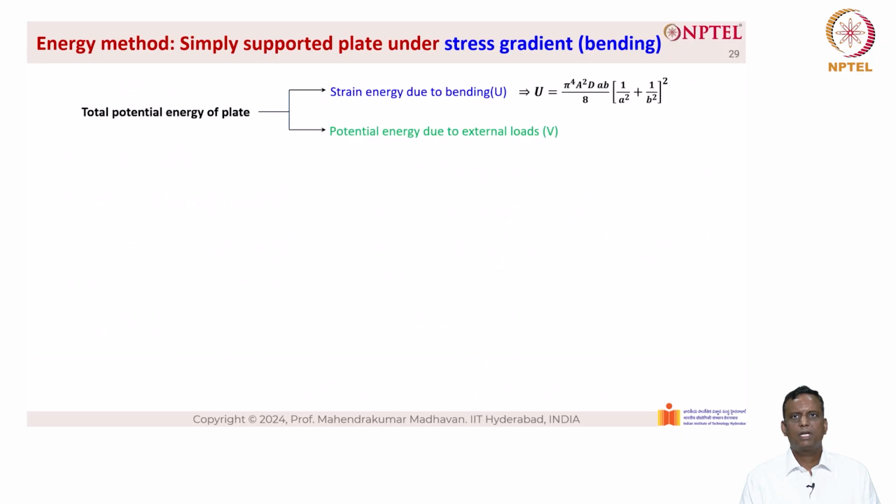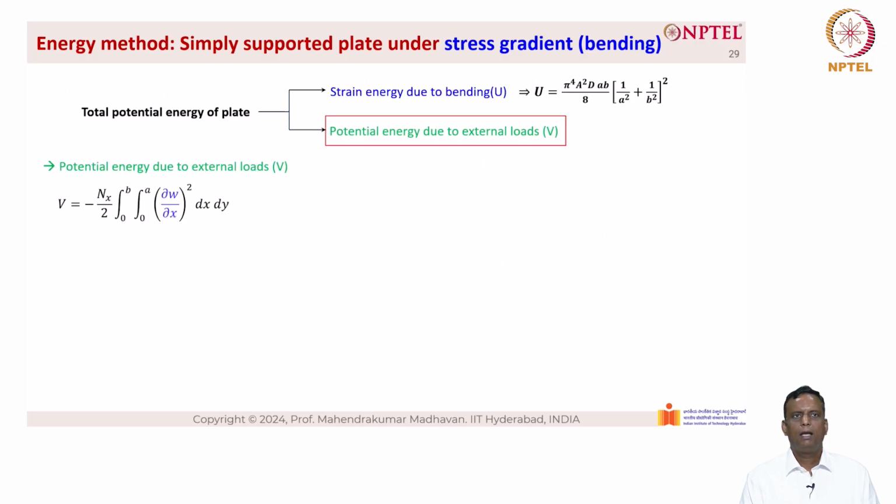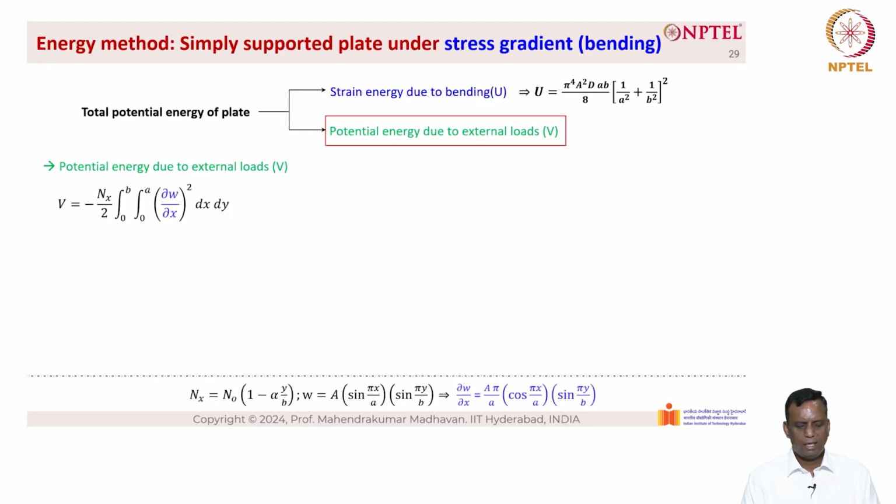Now, that is the value for strain energy due to bending. Let us look at the potential energy due to external loads V. The potential energy due to external loads V is given as V equal to minus Nx by 2 into the integral 0 to b, 0 to a of dou W by dou X, the whole square, into dx into dy. And we know that Nx equal to N0 into 1 minus alpha into Y by B. When we substitute these values here, we have minus half into the integral 0 to a, 0 to b of N0 into 1 minus alpha into Y by B into dou W by dou X, the whole square, into dx into dy. The dou W by dou X is given as A pi by A into cos pi X by A into sin pi Y by B.